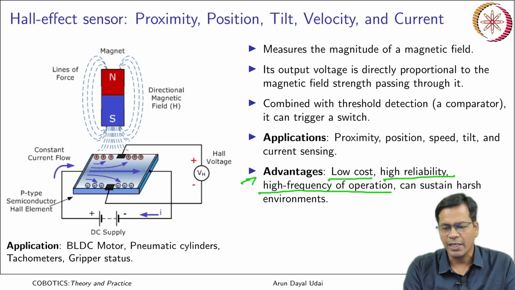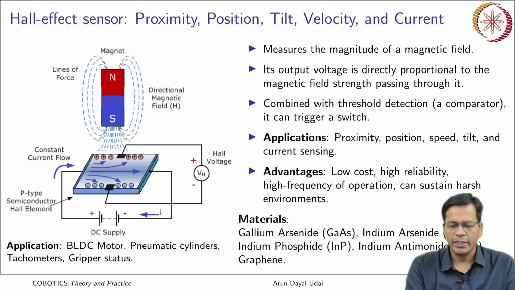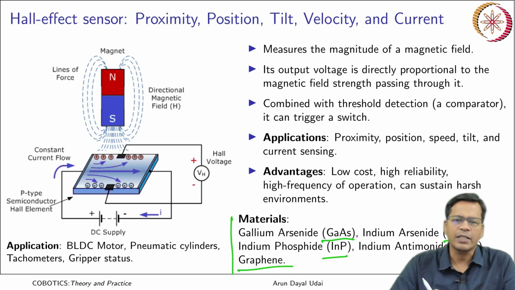It can sustain harsh environments also. It is not dependent on dust and moisture also. Only thing, it has to be electronically protected, that is all. Okay. Materials that have such properties are gallium arsenide GaAs, indium arsenide InAs, indium phosphide, indium antimonide InSb and graphene. So these are some of the materials which are commonly used as a Hall effect sensor.